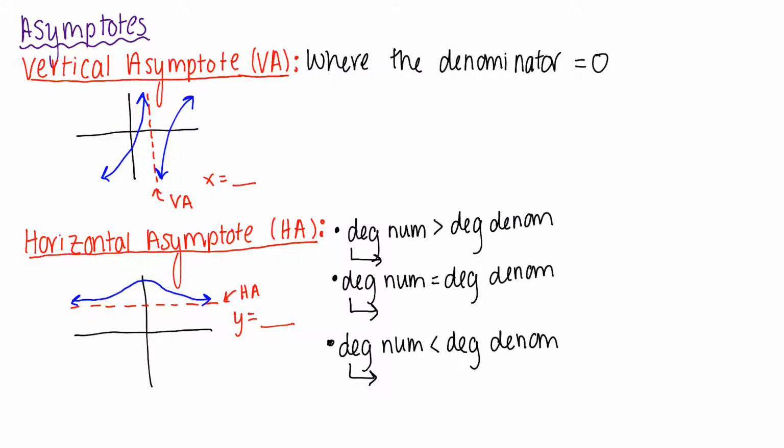In the case that the degree of the numerator is greater than the degree of the denominator, there's not going to be any horizontal asymptote. And I'm abbreviating that HA. If the degree of the numerator is equal to the degree of the denominator, then you're going to have a horizontal asymptote at y equals, and this one's a little weird, the ratio of the leading coefficients. And I'll explain a bit more.